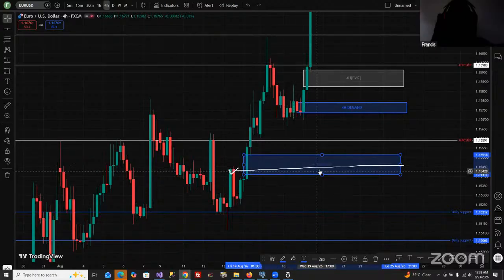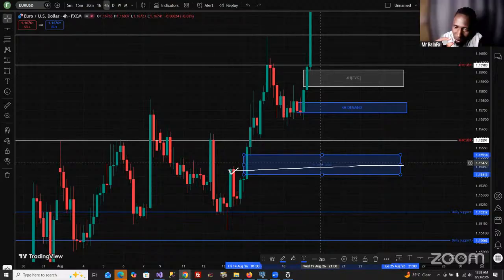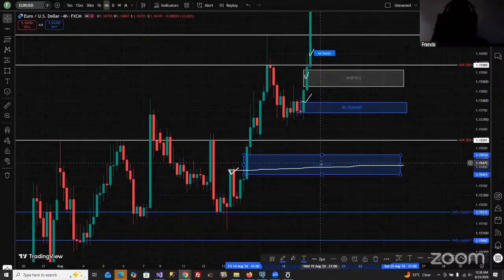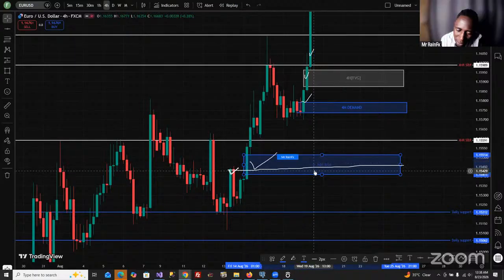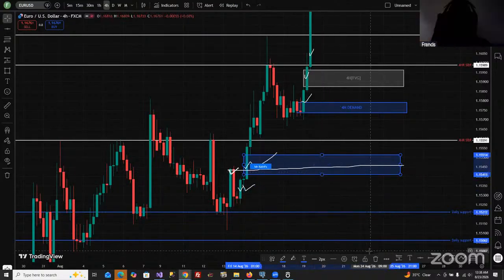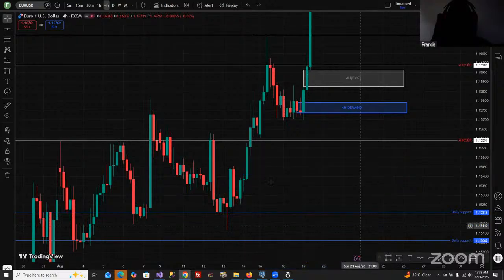You go with what looks good. We want a nice fair value gap like this. Yes, this is a nice fair value gap, but we don't like this candle. We want a good candle like this one, and this one.